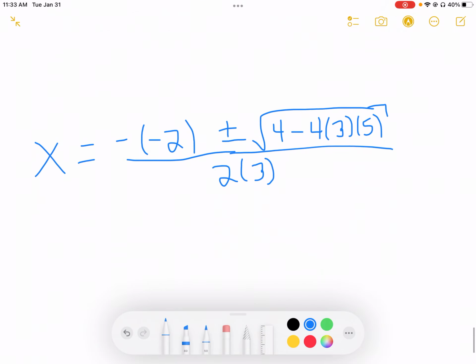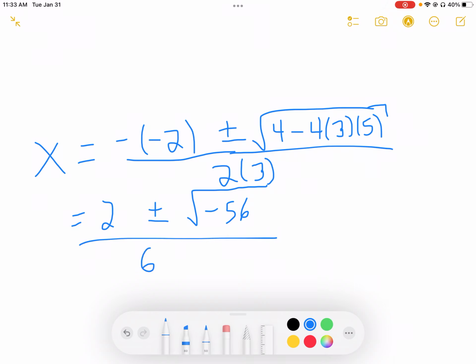Okay, now let's simplify this. So we say, okay, well, then that's 2, and then we have plus or minus. Then we have, what are we going to get in here, right? We have 4, and then we have 4 times 3 times 5. So that's going to be 12 times 5. It's going to be 60, right? You guys see this whole term is going to be 60, right? So we have 4 minus 60. Well, 4 minus 60, what's that? Well, that's going to be minus 56, right? So we'll put minus 56 here, and then we'll talk about simplifying that in a minute.